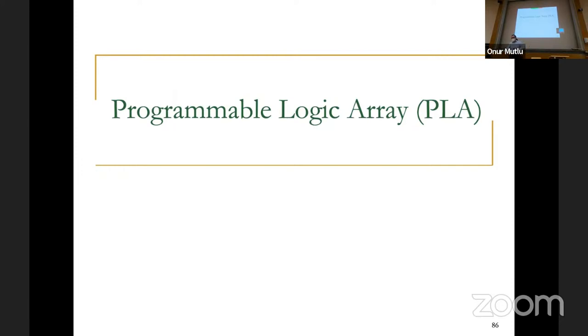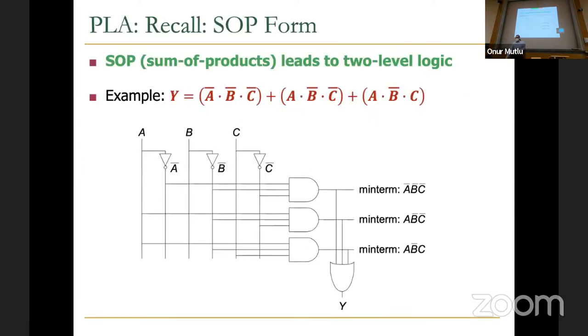Okay, let's talk about programmable logic array. Actually, we've seen things like this before. We're just going to call it a programmable logic array in a little bit with some formalization. So recall, sum of products leads to two-level logic. This is the function that we've seen, one function. And you see this two-level logic. This is really the decoder, right? Well, part of a decoder at least.